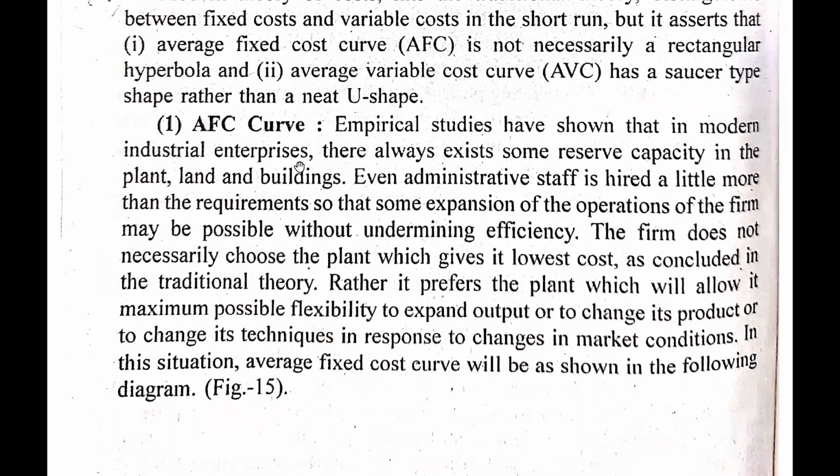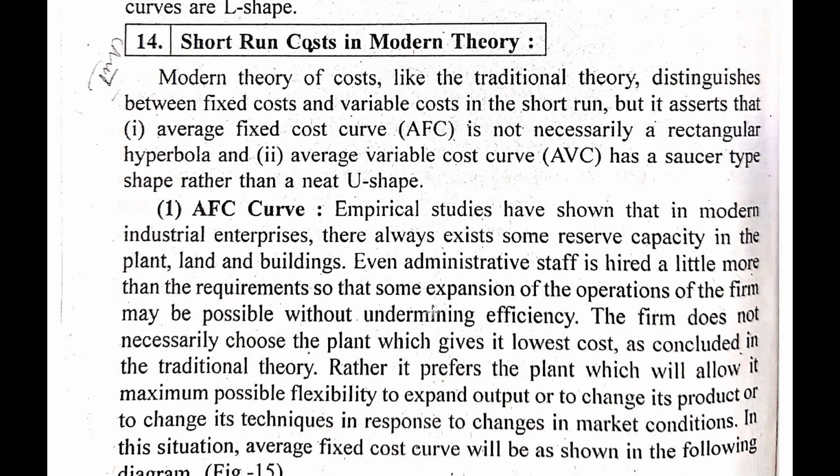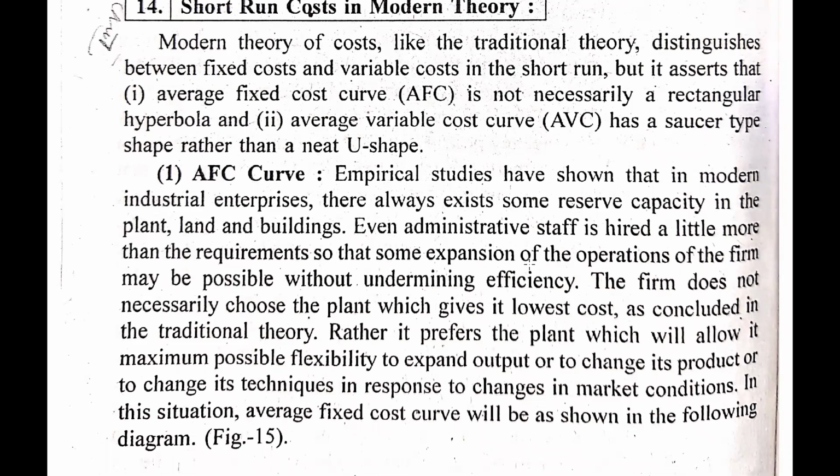Now we will see the average fixed cost curve. You need to understand what the shape and an example of the average fixed cost curve will be in the modern theory. Empirical studies have shown that in modern industrial enterprises there always exists some reserve capacity in the plant, land and building. Even administrative staff is hired a little more than required, so that some expansion of the operation of the firm may be possible without undermining efficiency. The firm does not necessarily choose the plant which gives it the lowest cost, as concluded in the traditional theory. Rather, it prefers the plant which allows it maximum possible flexibility to expand output, or to change its product or its techniques in response to changes in market conditions. In this situation, the average cost curve will be shown in the following diagram.